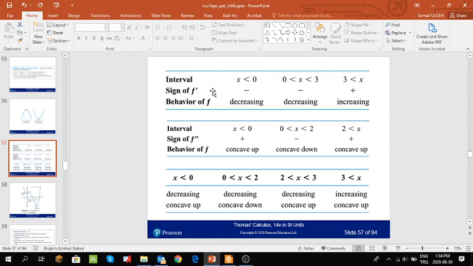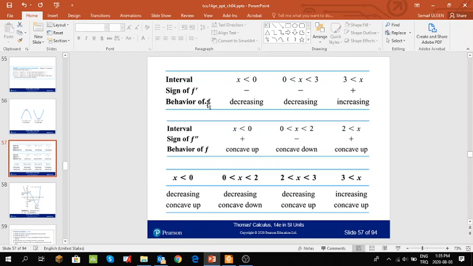And then you build this table. This table is the first derivative test table. See, this is the sign of f prime and behavior of f. And this is the second derivative test table. This is the sign of f double prime and behavior of f. Because you can get information about the behavior of f, the graph of f, by looking at the sign of f prime and the sign of f double prime. So these two tables are important. This is just a summary of that.